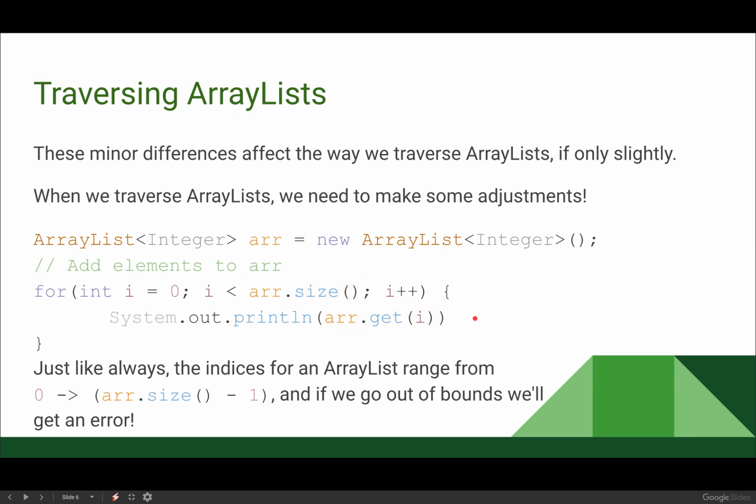So just like all the other times we have worked with array stuff or with looping over things, our array indices start at 0. And they go up until array.size minus 1. We are always going to have our last index be 1 less than the length. And if we go out of bounds, we'll hit an error. Just like every other thing, we can't access out of bounds indices.